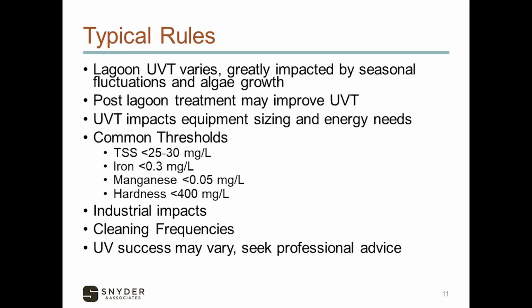A TSS of less than 25 to 30 is a lot better than a high TSS. Remember, we were talking about humic material being a big absorber? Guess what? That's what a lot of your TSS probably is. Your iron less than about 0.3, manganese less than 0.05, and if you can get a hardness of less than 400, that's probably a reasonable number. Remember again that even if you soften your water, you most likely get the filter backwash and other residuals at the wastewater plant. So really in the end, you don't lose that when it comes out of your well field or out of your surface water source.